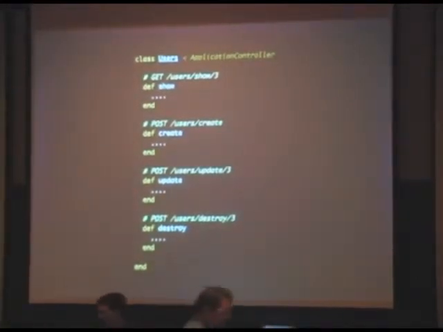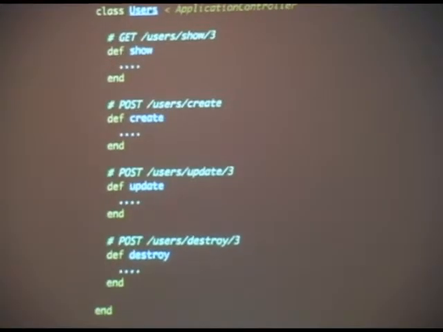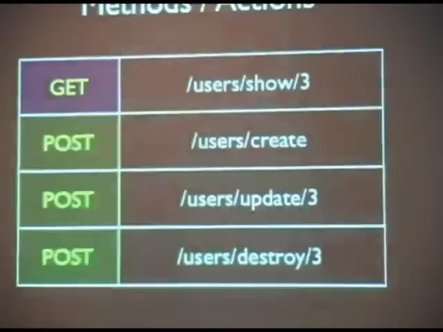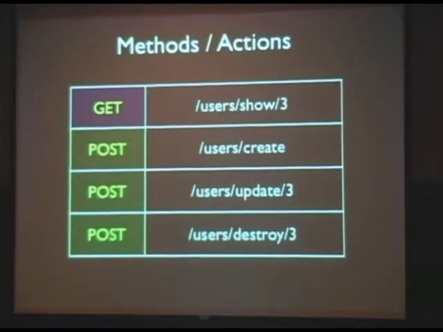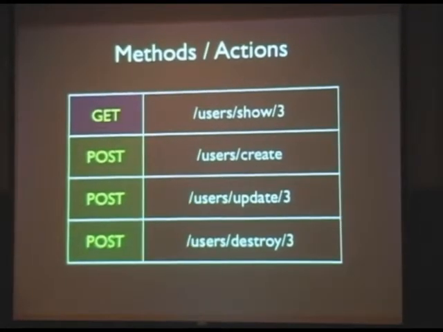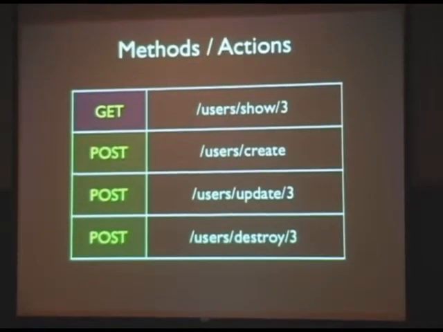So this is the user controller, where I've got show, create, update, and destroy. And that's pretty obvious to probably most of you guys in this room. So let's list out those methods in action. So I've got my methods here. I've got get, post, and I can show user number 3, create a user, update a user, destroy a user.